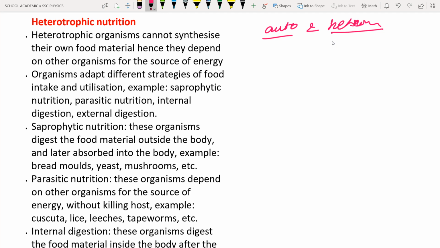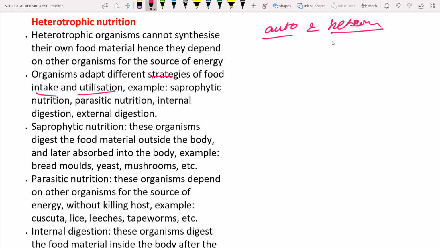We don't have any chlorophyll, we cannot perform photosynthesis, hence we are going to depend on other organisms, whether it may be plants or animals. So we are heterotrophs and we depend on other organisms. These heterotrophs adopt different strategies, different methods for the food intake and utilization of the food.